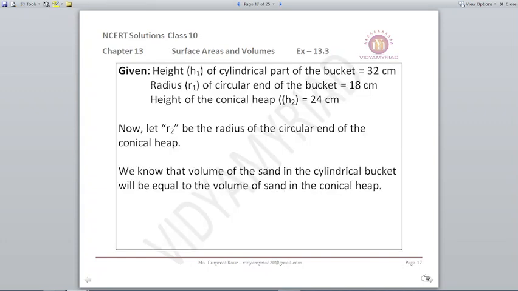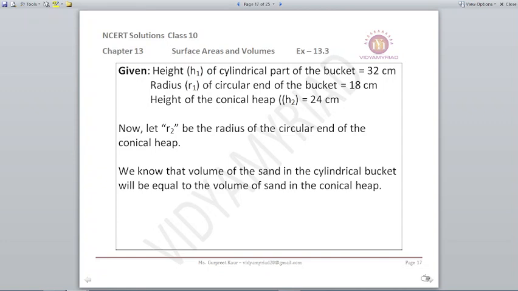For that, we are already given the cylindrical bucket height is 32 centimeters, radius is 18 and height of the conical heap is 24. Now the volume of the sand in the cylindrical bucket will be equal to the volume of the sand in the conical heap.